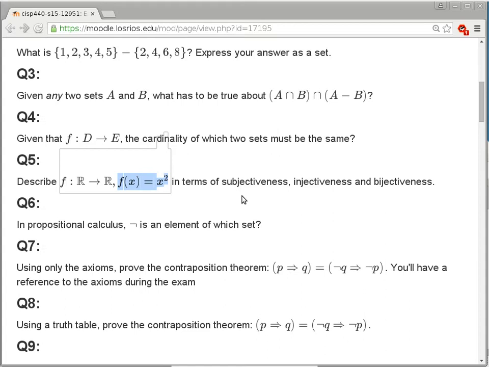Okay, first of all, is this surjective? No. It is not surjective because all negative numbers in the codomain are not mapped to. Okay, so it is not surjective. Is it injective? It is not injective either because 1 and -1 both map to 1 on the other side. So it is not injective. Well, because it is not surjective and it is not injective, it cannot be bijective.